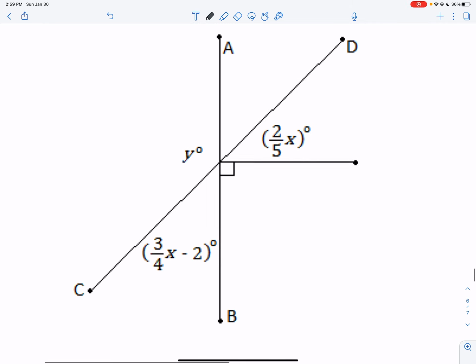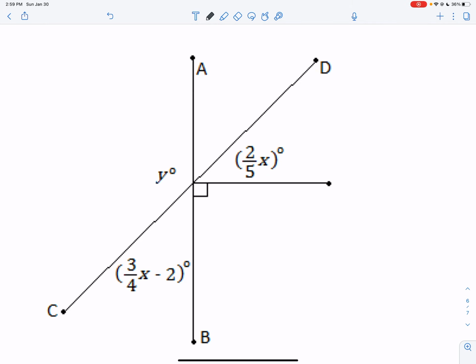Same idea here. So, one thing, it's often easiest to find your vertical angles first. So, this is a vertical angle with that. So that means that this over here is 3/4 x minus 2.